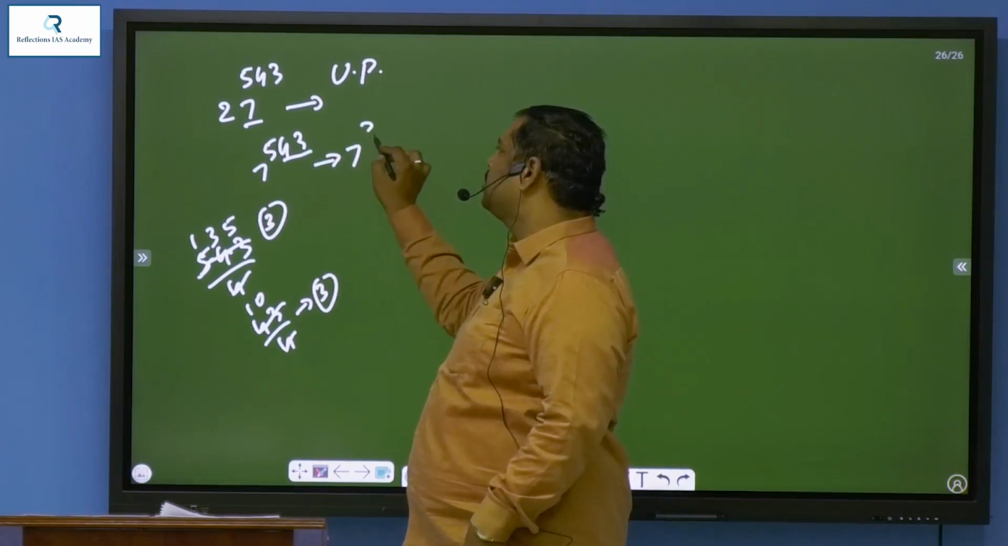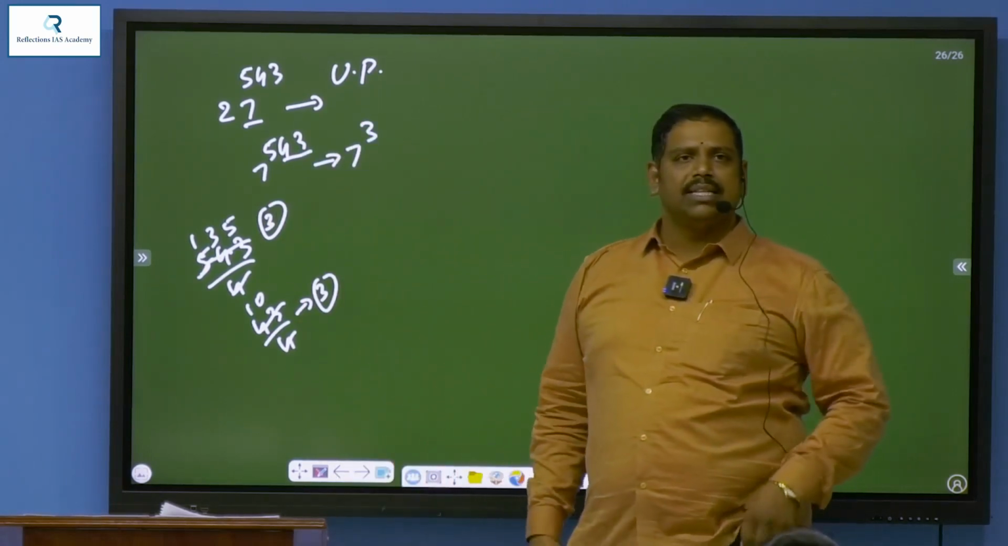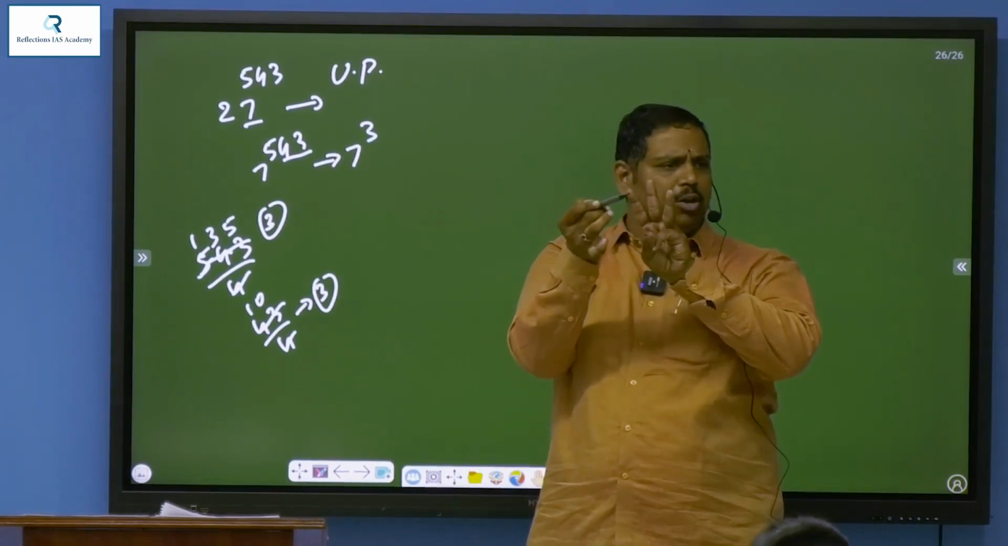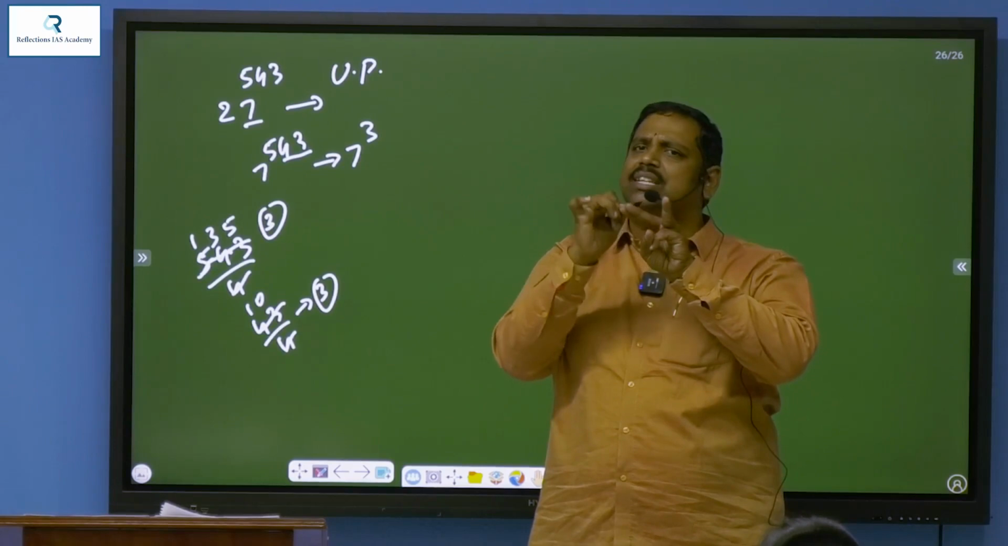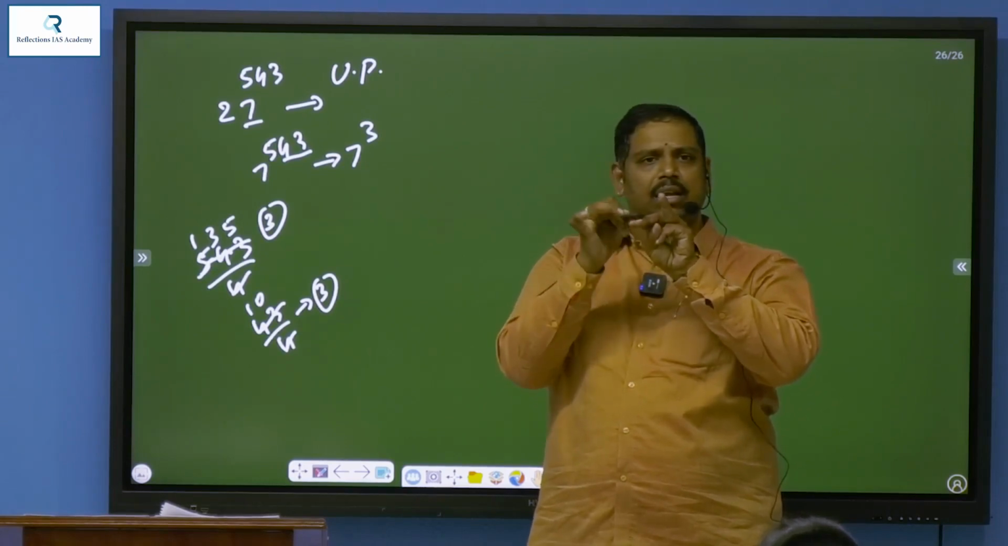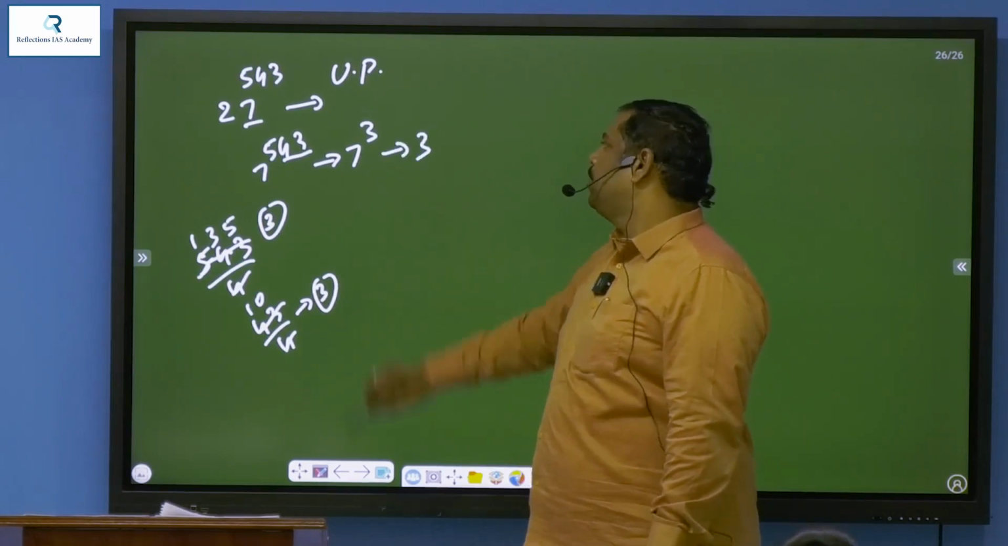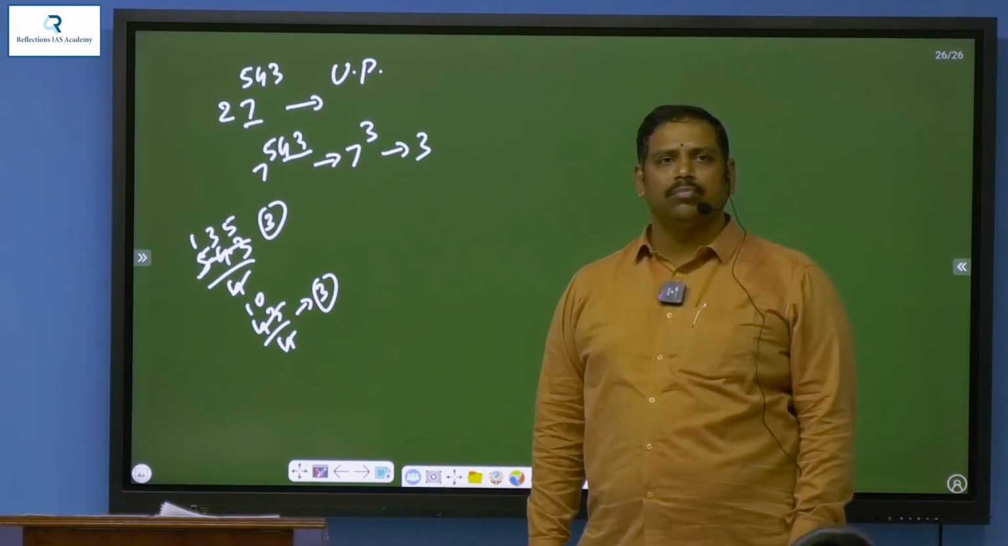So, the answer's units place is 7 power 3. 7 power 3 means 7 into 7 into 7. Okay. Already if you know 7 cube is 343, that's fine. Or else 7 sevens are 49 means 9. 9 sevens are 63 means units place is 3. Am I clear? Am I clear?